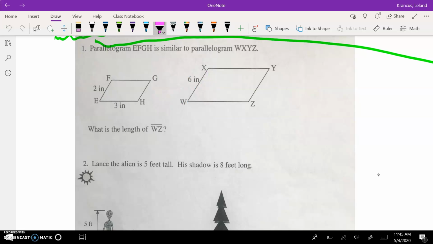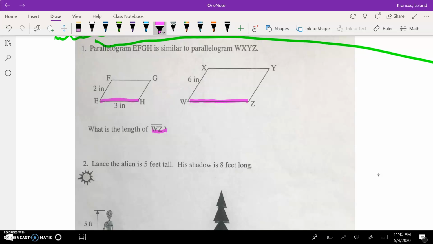You're trying to find the length of WZ. So WZ. That's the one that you're trying to find. So it's always good to identify a corresponding part in the shape that has the measurements given. So WZ and EH, those are corresponding sides. They're the short side of the parallelogram.